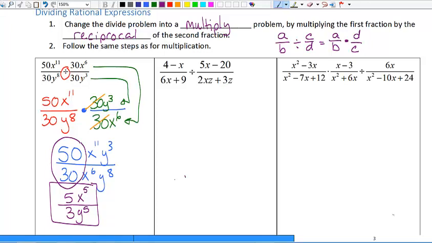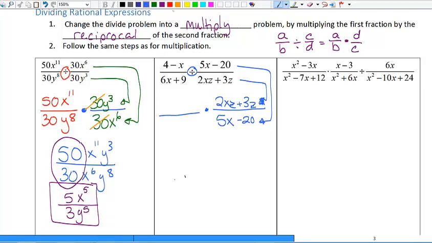On the next problem, I want to change the divide sign into a multiply sign. So this divide sign wants to be a multiply sign. In order to do that, I need to reciprocate the second fraction. So the 5x minus 20 in the numerator goes in the denominator, and the 2xz plus 3z was in the denominator, and now it's in the numerator.